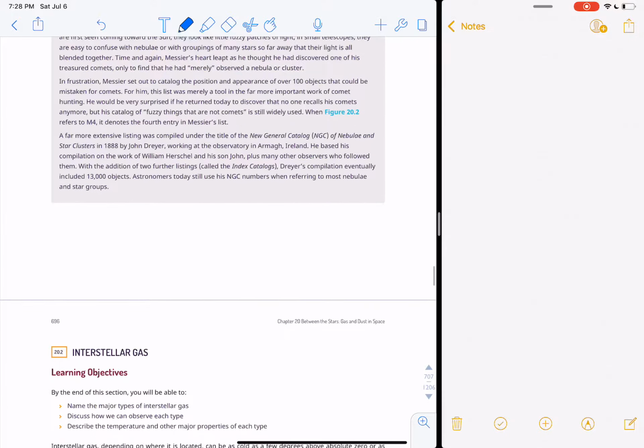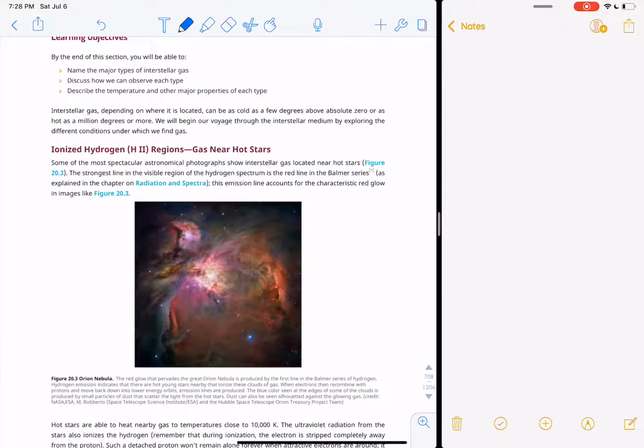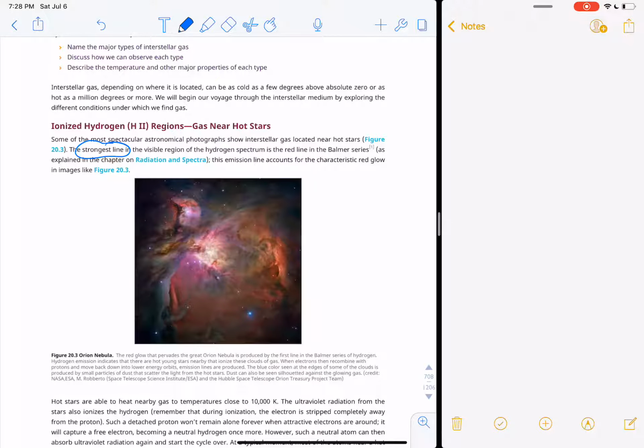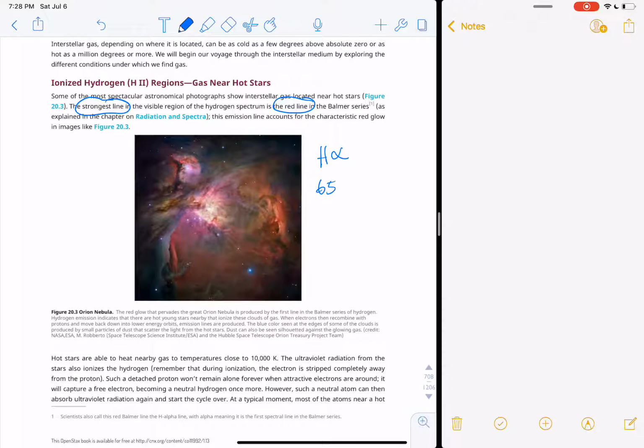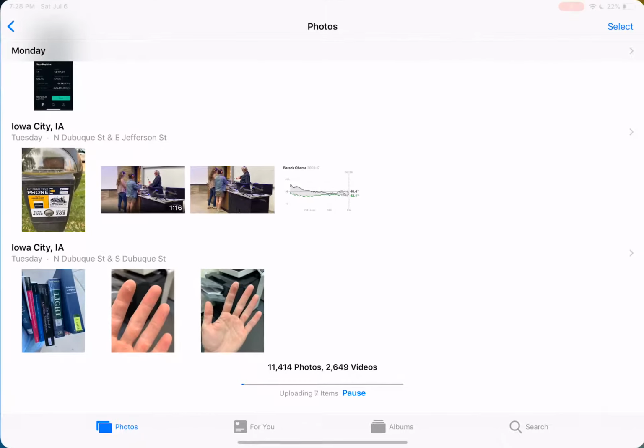Okay, so the interstellar gas is mostly hydrogen, ionized hydrogen. That means it's got some energy in it, so it glows a certain way. And the strongest line, when we've talked about absorption lines and emission lines, the strongest or the brightest line that's easiest to see is the red line. And that line is typically called the hydrogen alpha line, and it's 656 nanometers, I believe. Okay, so H alpha.